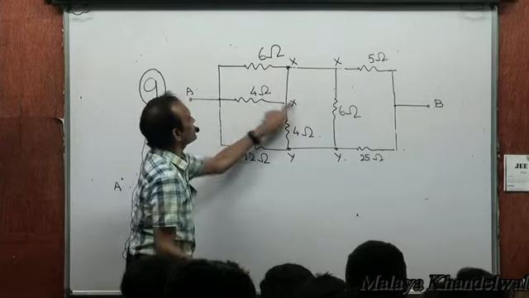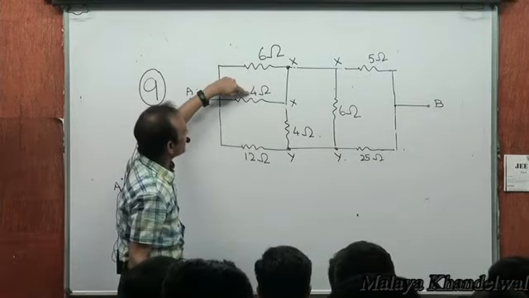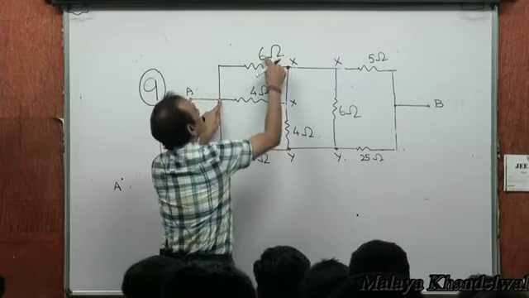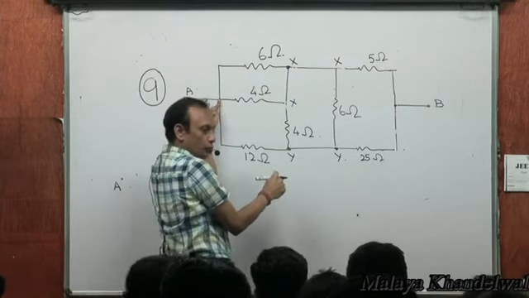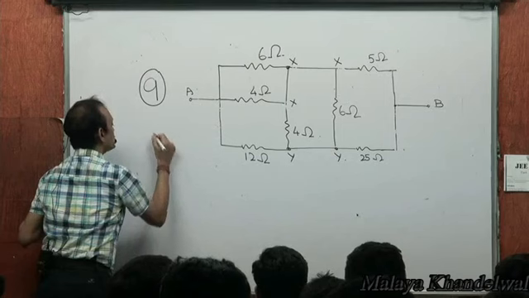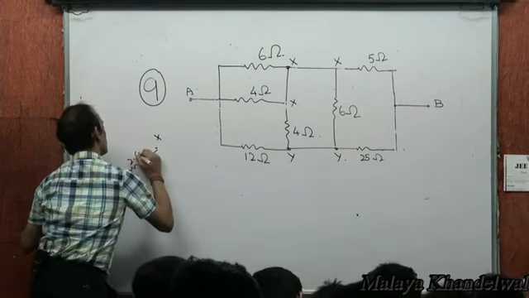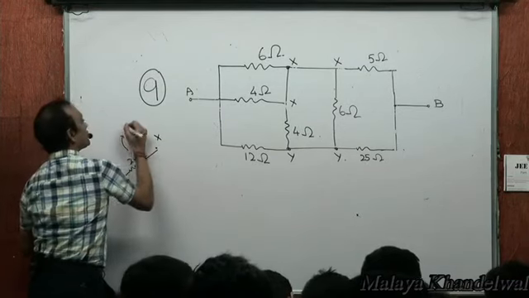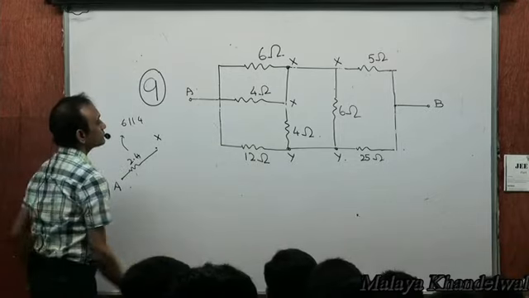So I start with A. From A to X, this 6 and this 4 are in parallel. So 6 into 4, 24 by 10, 2.4 ohms. So across A and X, 6 and 4 in parallel, 6 into 4 by 6 plus 4, 2.4 ohms, right? So from A to X, there is 2.4 ohms, which is like 6 parallel with 4, right?